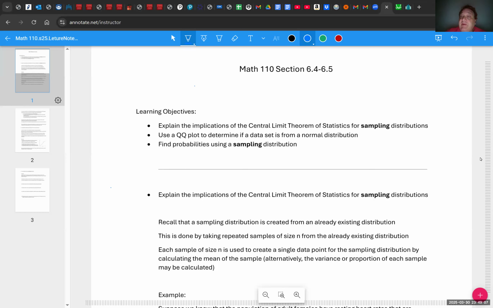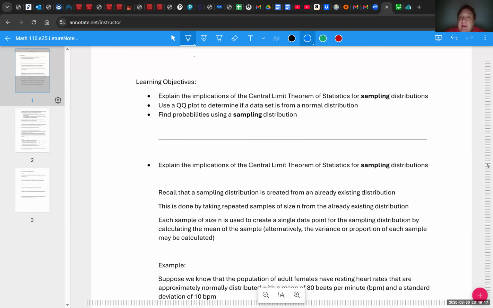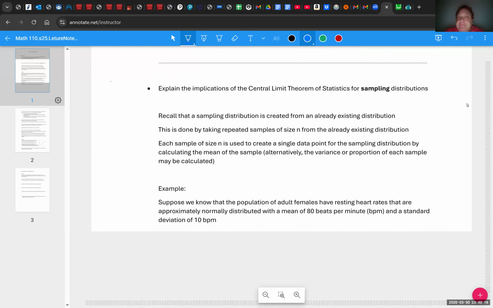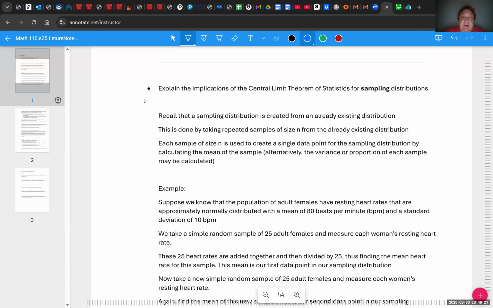So I'm going to start off by just doing a short review of what a sampling distribution is. I covered this in the previous video if you want to check that one out. But briefly, a sampling distribution is created from an already existing distribution. So you have to have a set of data somehow. It's usually given to you, and from the set of data you're creating a new set of data, a new distribution.